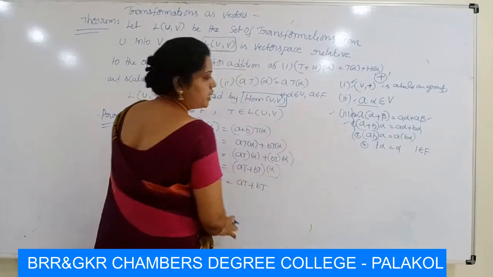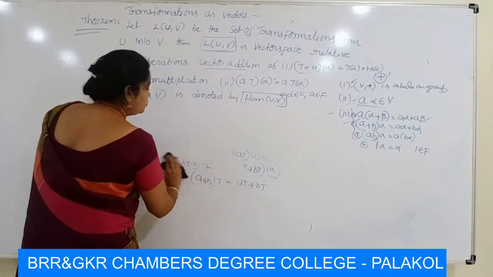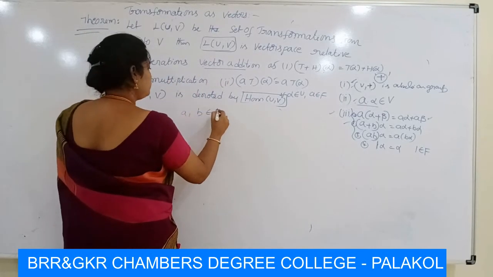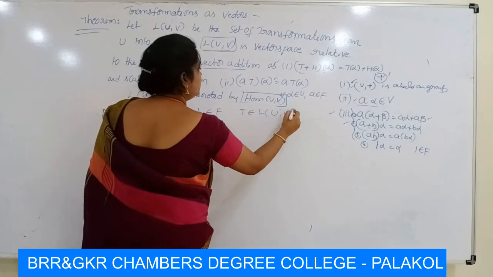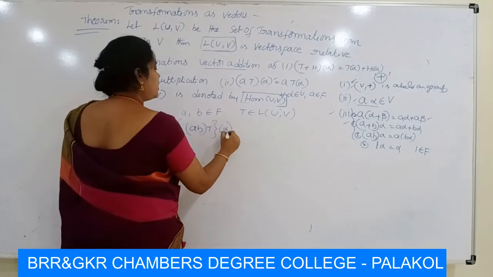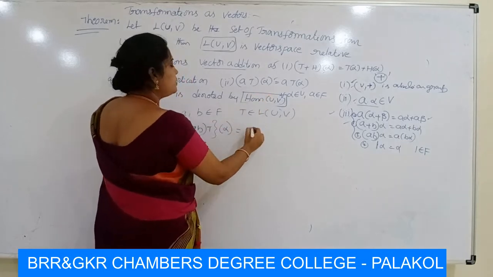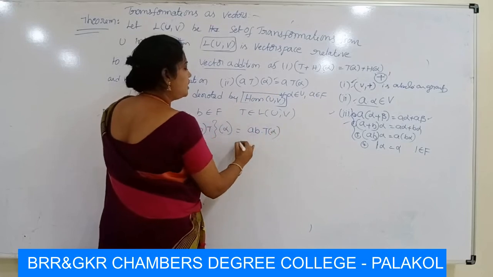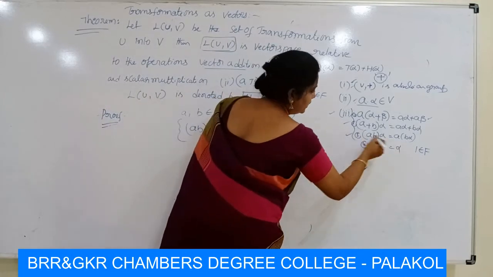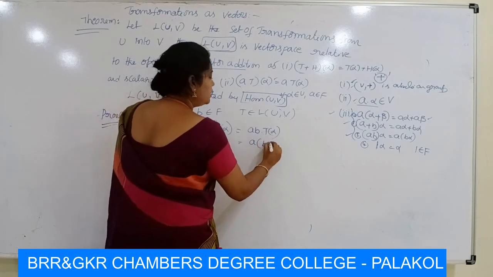Now the third property is AB into alpha is equal to A into B alpha. That is, we take 2 scalars A comma B belongs to F and T is a transformation belongs to L of UV. AB into T, and the element is alpha. Again it is a scalar into a transformation. By the definition of scalar multiplication, AB into T of alpha. Here T of alpha is a vector in V, and V is a vector space. By the third property, AB into T of alpha can be written as A into B T of alpha.